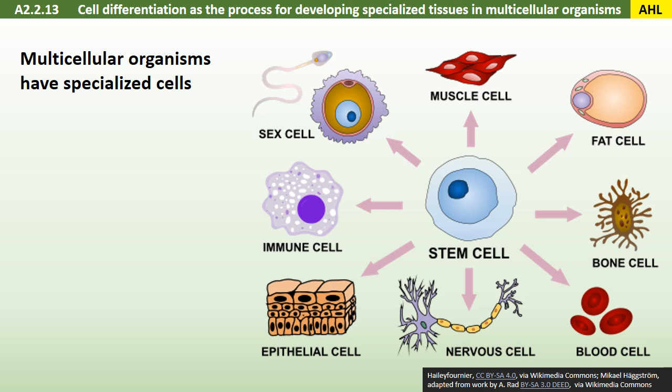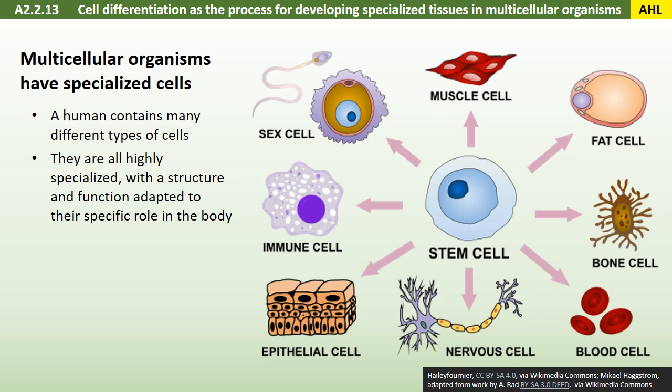Multicellular organisms have many different types of cells. They are all highly specialized with a structure and function adapted to their specific role in the body. All these cells develop from stem cells during embryonic development. So soon after fertilization, the stem cells can become anything. And over time they specialize to form, in humans, for example, muscle cells, fat cells, bone cells, blood cells, and everything else.